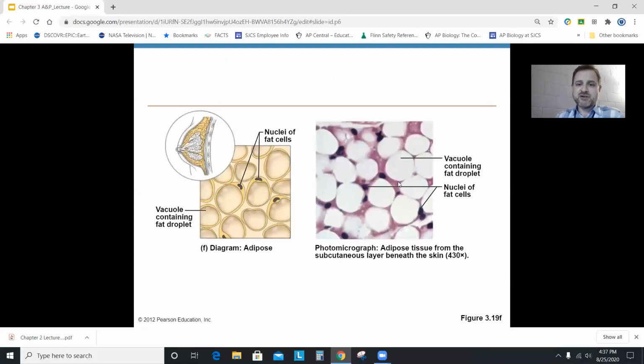Here you have a picture. This is showing breast tissue. It looks almost like a signet ring. You have the cells, and this is a big globule of fat. This is adipose tissue.